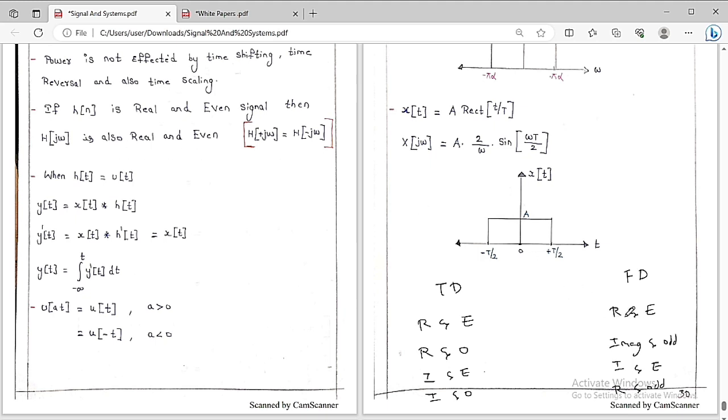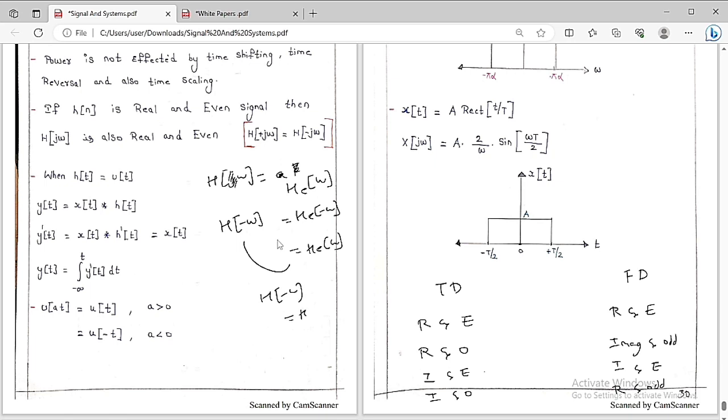So here also it is real as well as even. Only the real part is going to be present. Suppose h of j omega has only the real part, then I can write it as a real even function of omega. Then h of minus omega is the same as h of omega, so both are the same. So h of minus omega is equal to h of omega in that case.